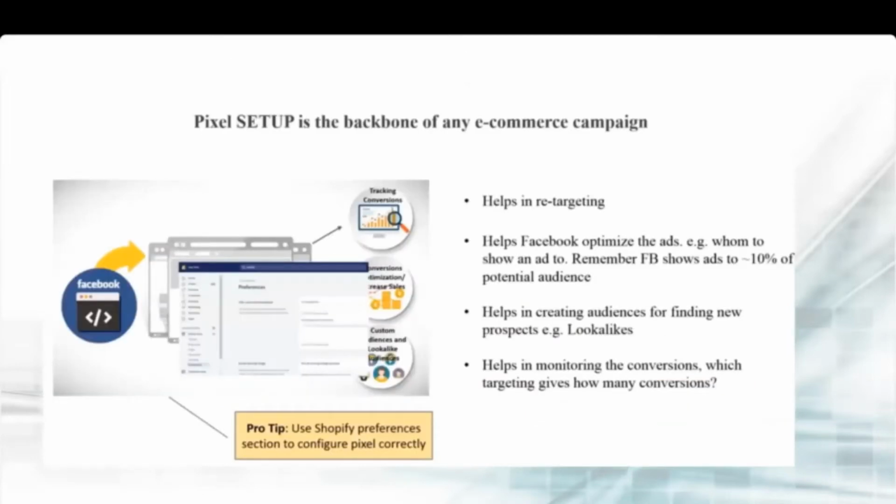Pixel is the backbone of any e-commerce campaign that we are going to run. And how is Pixel useful? Pixel is useful for retargeting a customer. So first of all, what is a Pixel? Pixel is nothing but a code that Facebook will give me, and I will add that code on my website. After adding the code, I can track new customers and returning customers. I can also create audiences.